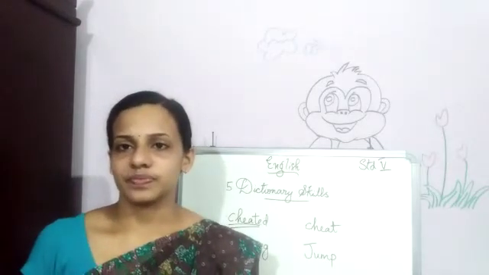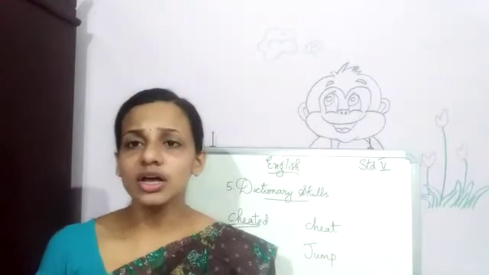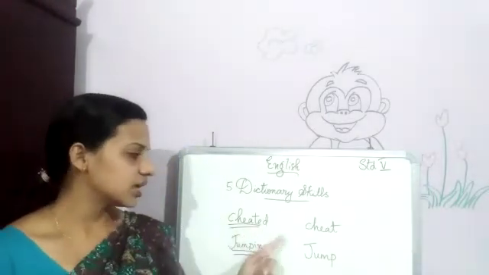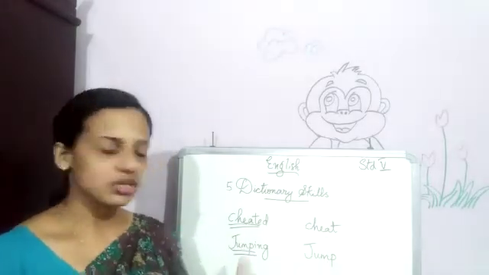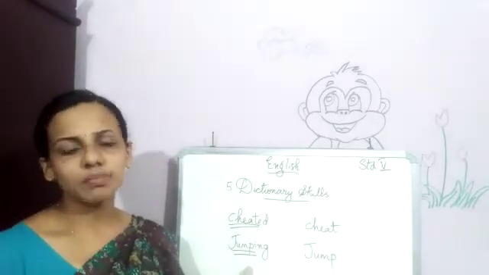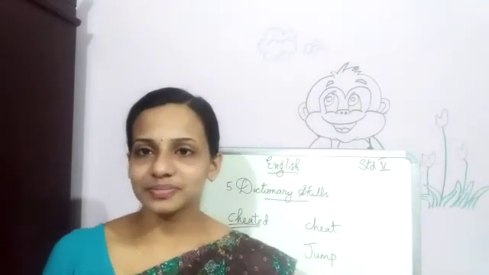entry words. And when we check a word meaning in a dictionary, we have to check the root word. When we have to check the meaning of cheated, we have to check cheat. When we want to know the meaning of jumping, we have to check jump. Okay, is that clear for you?